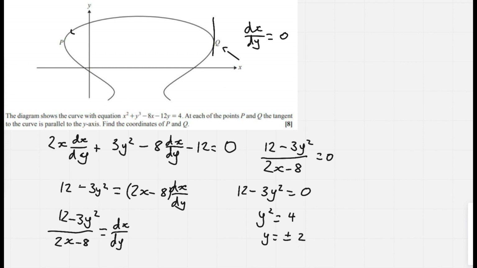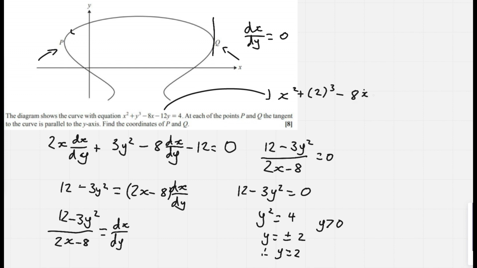If we have a look at this graph, these points are both above the x-axis. As that is the case, we're going to take the positive, so y is greater than 0. Therefore, y equals 2. We now need to find the x. To find the x, we're going to put it into this equation. So we're going to have x squared plus 2 cubed minus 8x minus 24 is equal to 4.